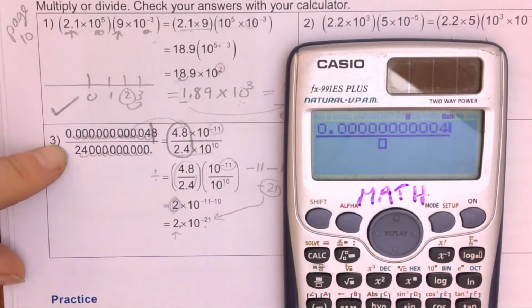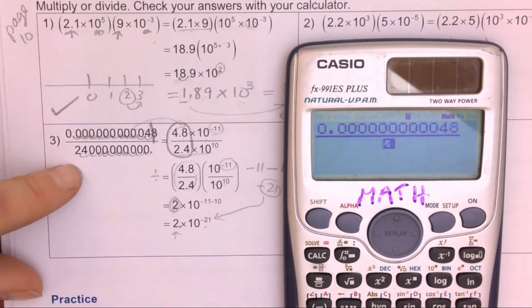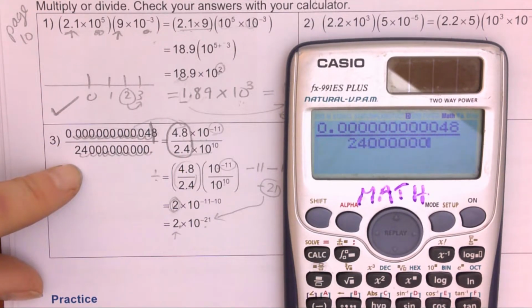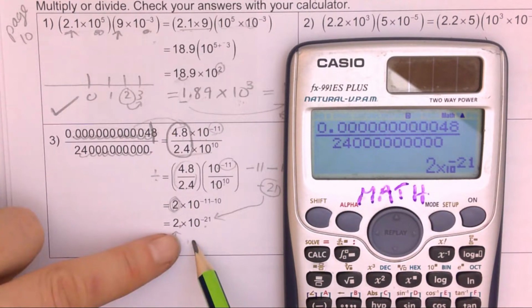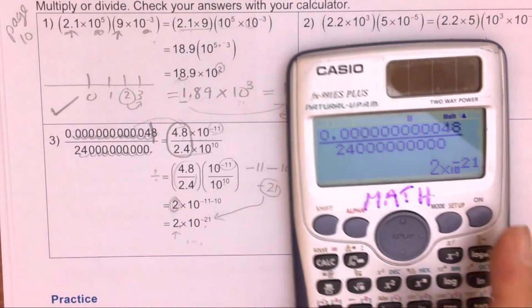And then I'll put the number on the bottom. Look, 2 times 10 to the negative 21. So I can use my calculator to check my work. Okay, so let's do some examples.